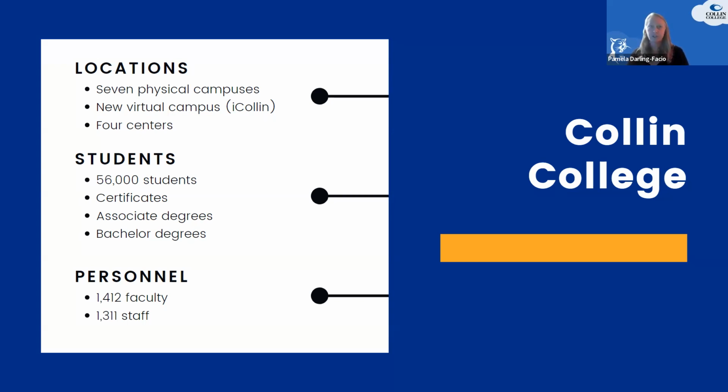In addition to the physical campuses, we have 4 centers. One of them is our Public Safety Training Center, where we do our Fire Academy and Police Academy, as well as EMT and Paramedic. We service about 56,000 students in Collin County. We offer certificates, associate degrees, and we've recently started offering bachelor's degrees. We have a total of about 1,400 faculty that includes adjunct and full-time faculty, and about 1,300 staff, and that includes full-time staff, part-time staff, student assistants, and administrators. So we're not the largest one out there, but we're a larger district.